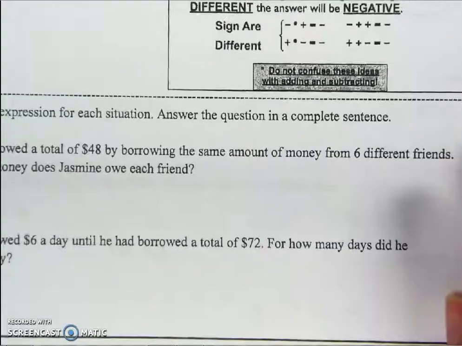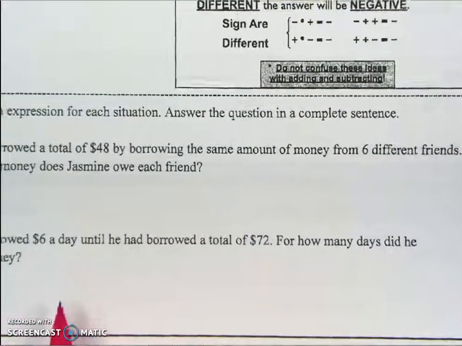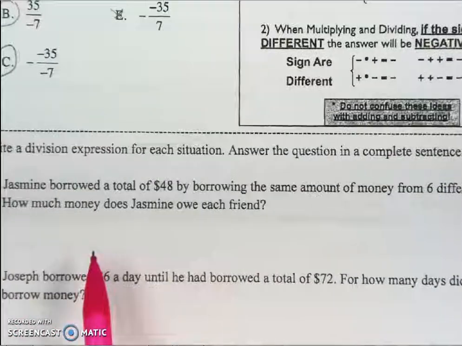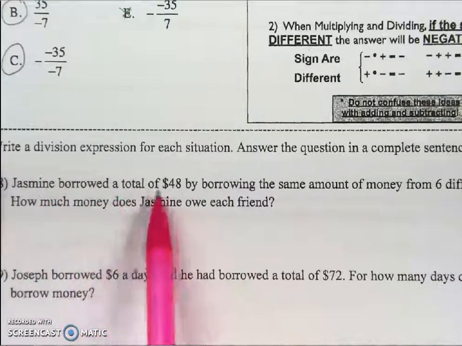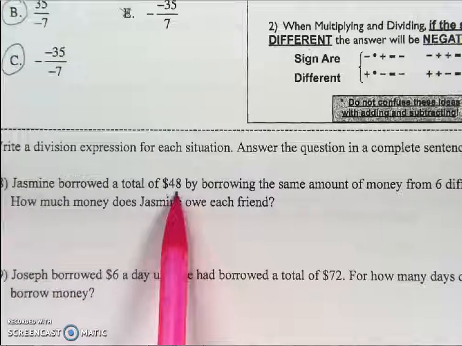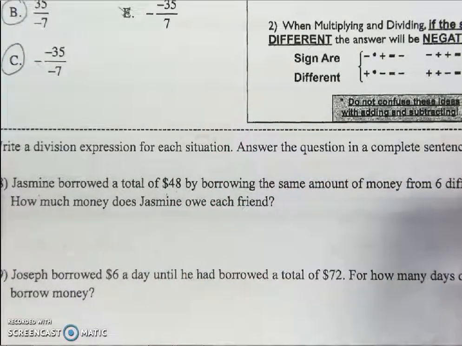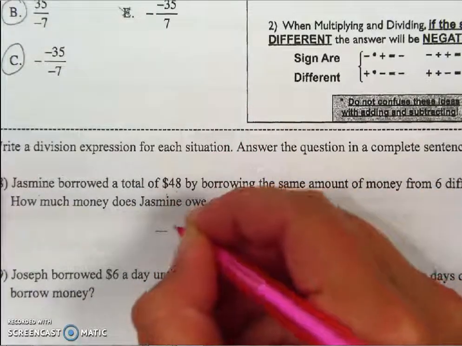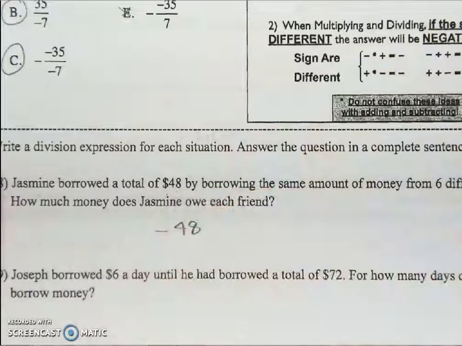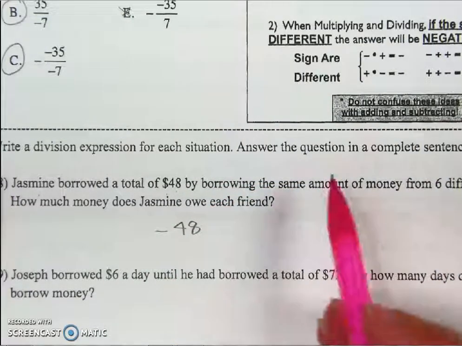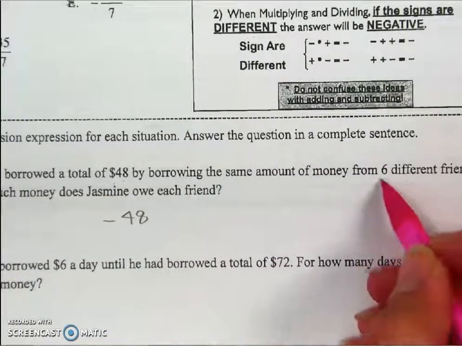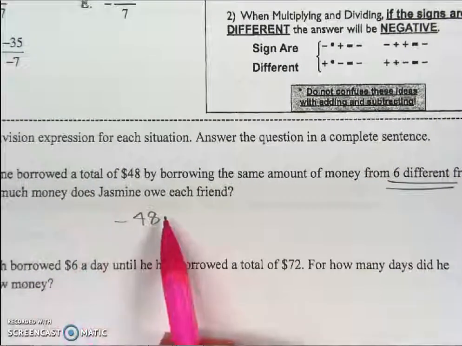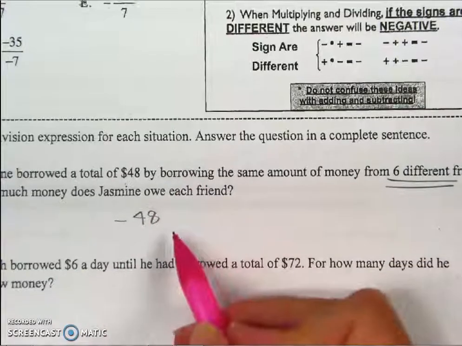All right, down here, number 28. And remember, you can always pause this and go back and watch these things again if you need to. Let's look at real life situations. Jasmine borrowed a total of $48. So she is $48 in debt. That's a negative 48. By borrowing the same amount of money from 6 different friends, how much money does she owe each friend?